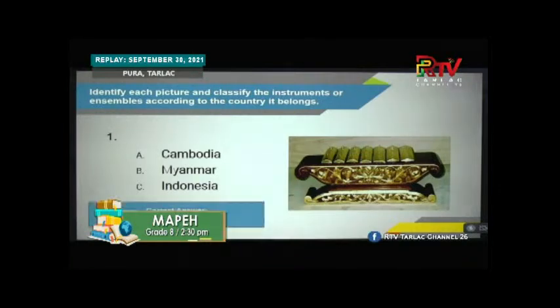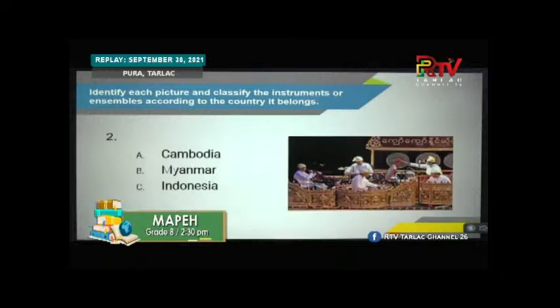If your answer is C. Indonesia, you are correct. Number 2 picture. What country does it belong to? A. Cambodia, B. Myanmar, or C. Indonesia? If your answer is B. Myanmar, you are correct.